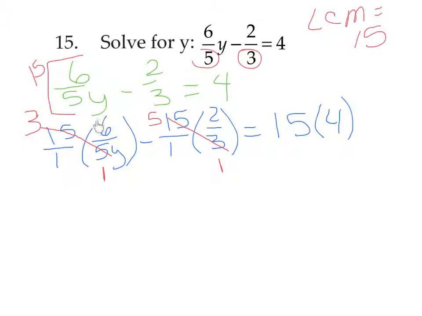And now I just need to multiply across the top. So 6 times 3 is 18. The bottoms are all 1. So this turns into 18y minus 5 times 2 is 10, equals 15 times 4 is 60.